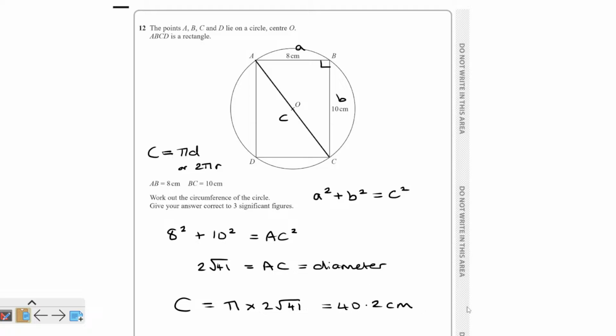0.2. That's my circumference. Okay. So it's just a bit of Pythagoras as well as circles.